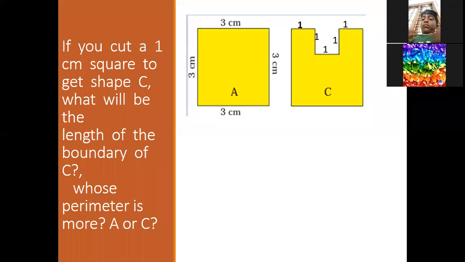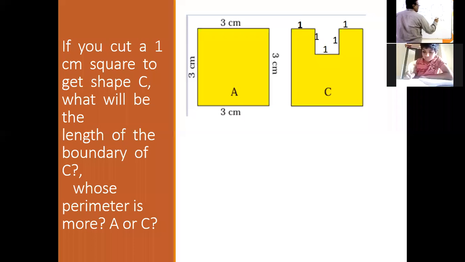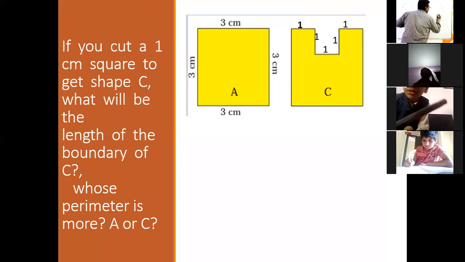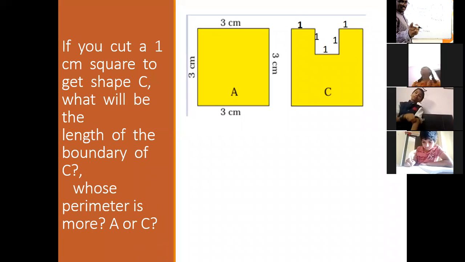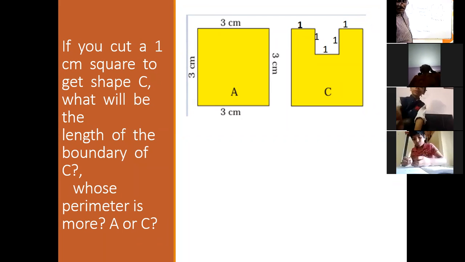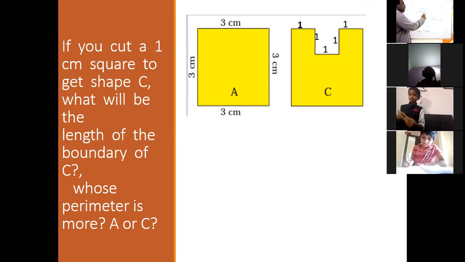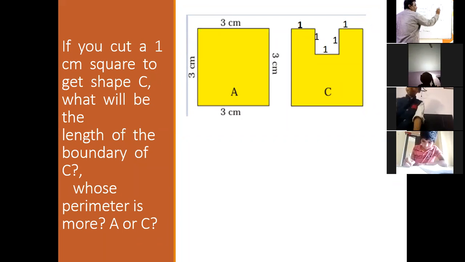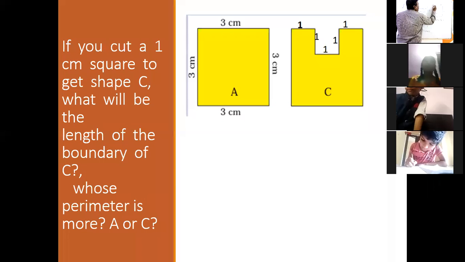Instead of the corner, if a 1 centimeter box is removed in the middle, then what happens? Let us see. Then C1 is the biggest, sir. Let us see. 3, 3, 3, same. Here, 1 centimeter is removed. Then out of 3, 1 is removed.